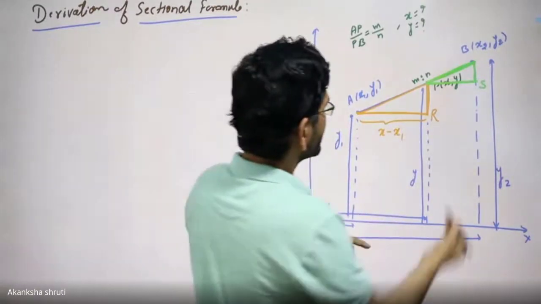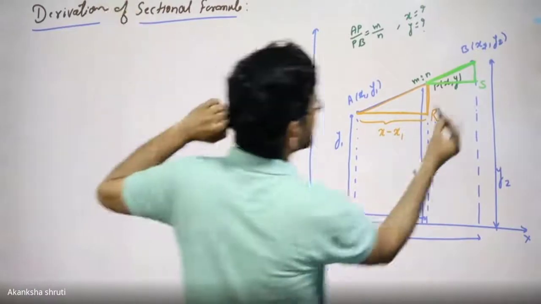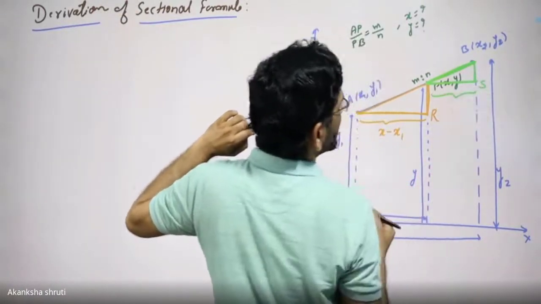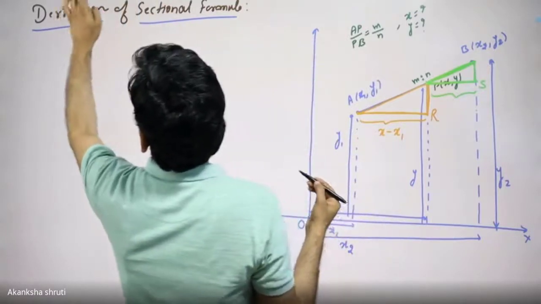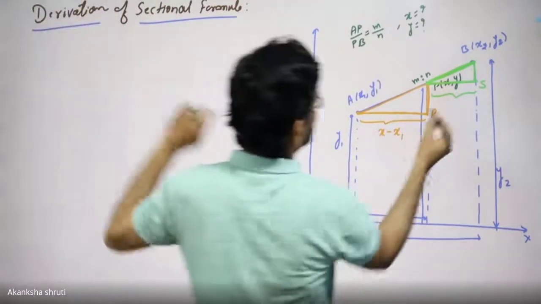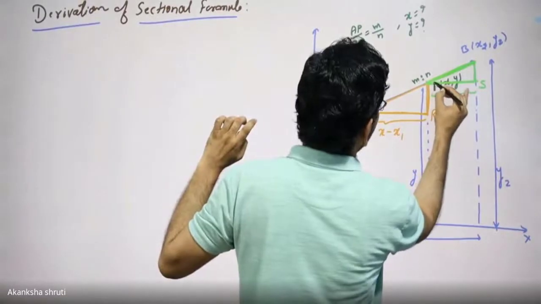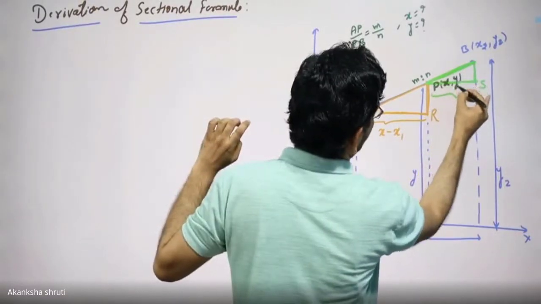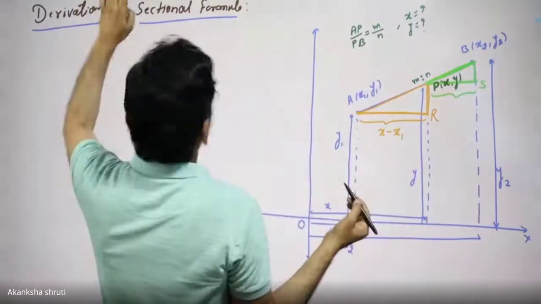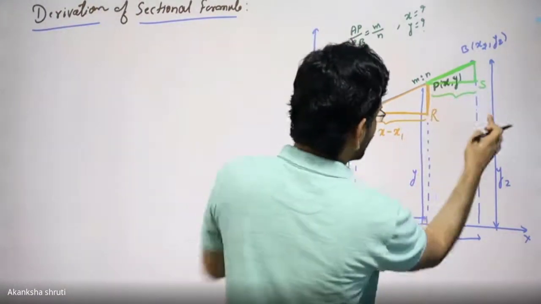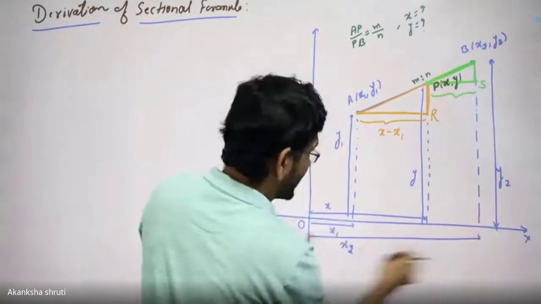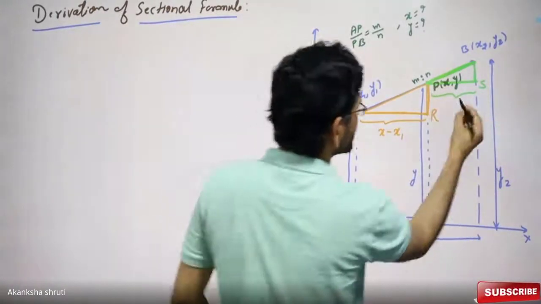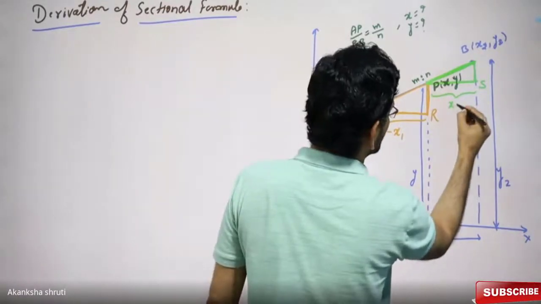Similarly, the other length, from this P to S. Students, this point is P, which is our (x, y) that we want to know. Here, this PS can be determined. Keep in mind, this much length is our x2, but this is our x. So it will be given by x2 minus x.